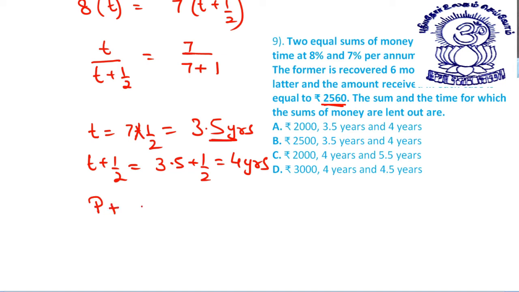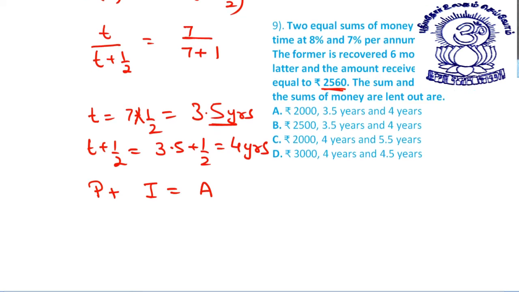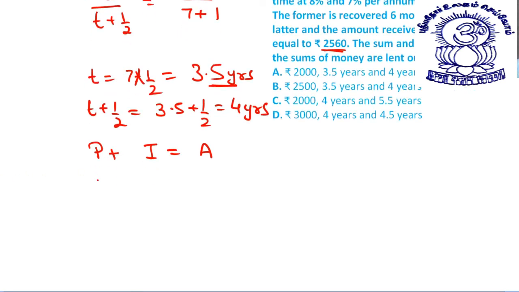Okay, then principal plus interest is equal to amount. We know this thing, principal plus interest is equal to amount. That way I can say, what is the principal? Principal is P, interest is principal into rate into time. Rate is 8, time is 3.5, divided by 100. This will give me the amount as 2560.